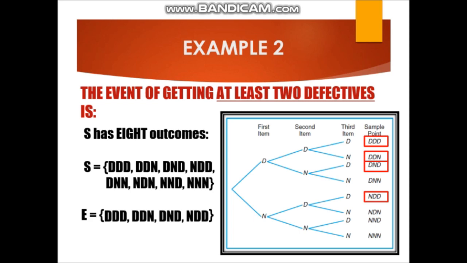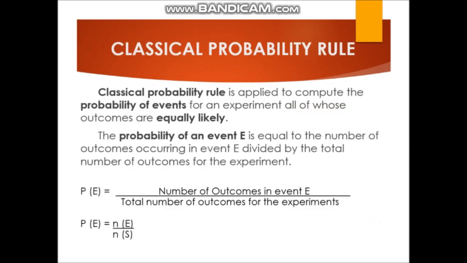We are done in getting the sample space and the number of events. So by that, it is easy for us to get its probability. In terms of probability, we have two types. The first one is the classical probability rule, and the second one is the relative frequency. But relative frequency cannot be considered as probability; it is an approximate probability. That is the reason why we are using the classical probability rule. The classical probability rule is applied to compute the probability of an event for an experiment, all of whose outcomes are equally likely.